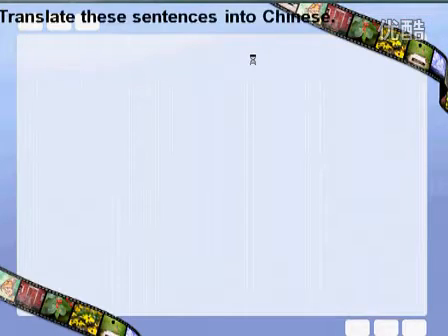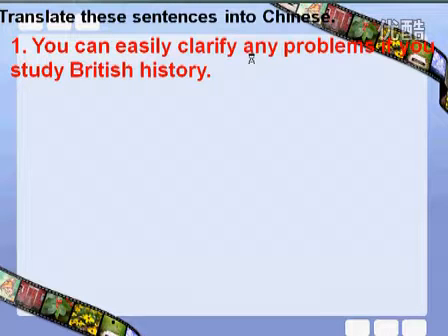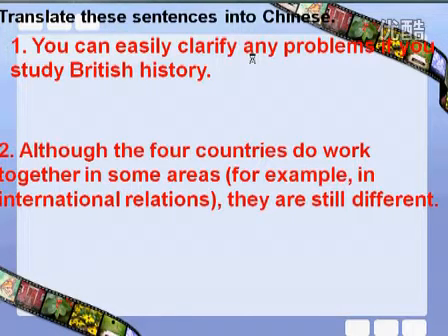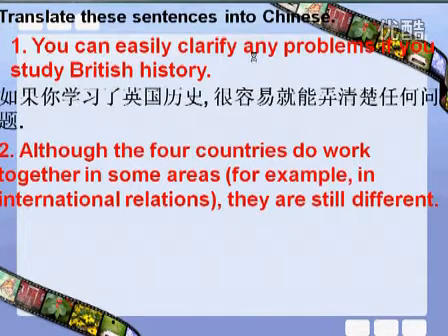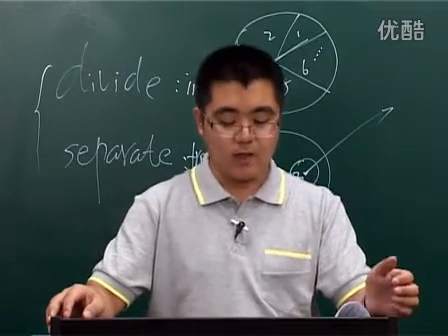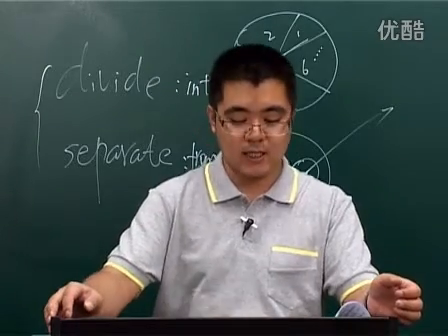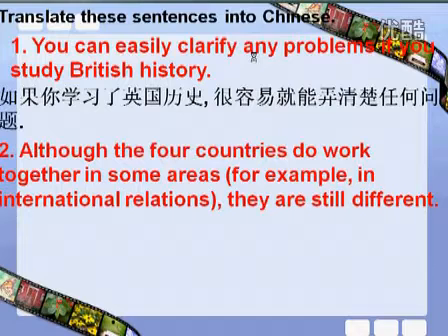Now translate the sentences into Chinese. 我们把下面的句子译成汉语。Now first one, you can easily clarify any problems if you study British history. 你就可以很容易的弄清楚任何问题。如果你研究英国历史的话。如果你学习了英国的历史，那么就很容易能够弄清楚任何问题。You better pay attention to this word, clarify. 弄清、澄清啊，注意它的词根 clear.